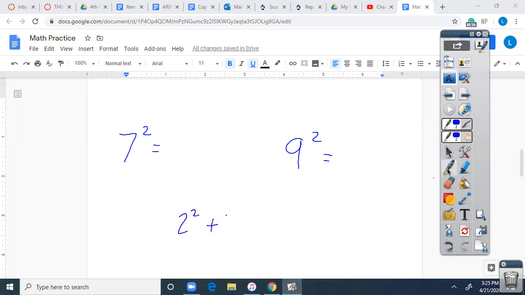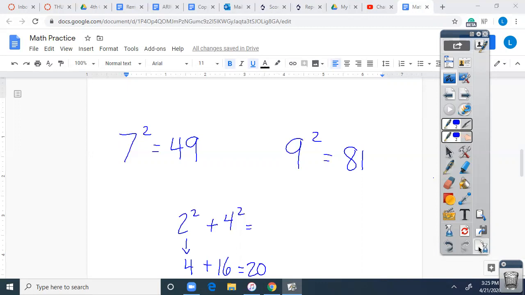2 squared plus 4 squared. Okay, so 7 squared, that just means 7 times 7, right? 7 squared is 49. 9 squared, it's not 9 times 2. A lot of people are still making that mistake. 9 squared means 9 times 9, which is 81. 2 squared plus 4 squared, so I got to do this one first. 2 squared, which is 2 times 2, is 4, plus 4 squared, which is 4 times 4, so 16. What's 4 plus 16? 20. Okay, exponents. It's the first thing that you need to know for today.